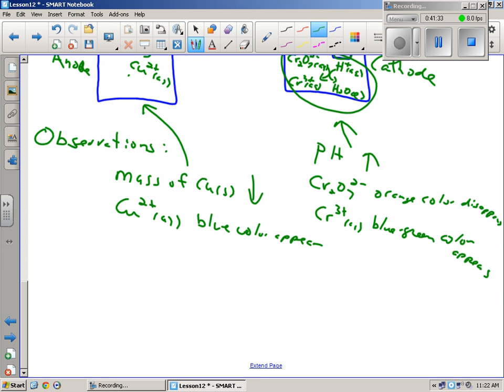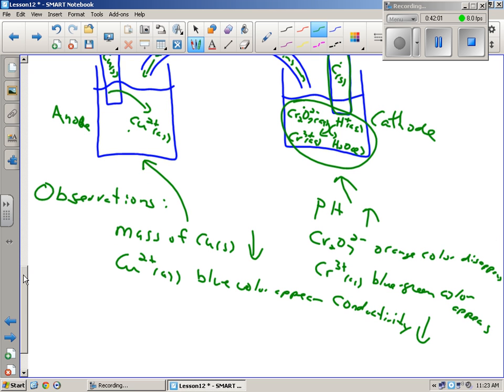I guess the last thing I could probably say here, chromium 3+, what else? I would say the last thing, if you wanted to, conductivity here would probably go down as well, right? Because you're going from a positive and a negative, acid and dichromate, to 3+ and water, which of course are, once again, less conductive, right? You need some negatives there to conduct electrical current. So you would say that probably in that part right there, the conductivity would be going down.